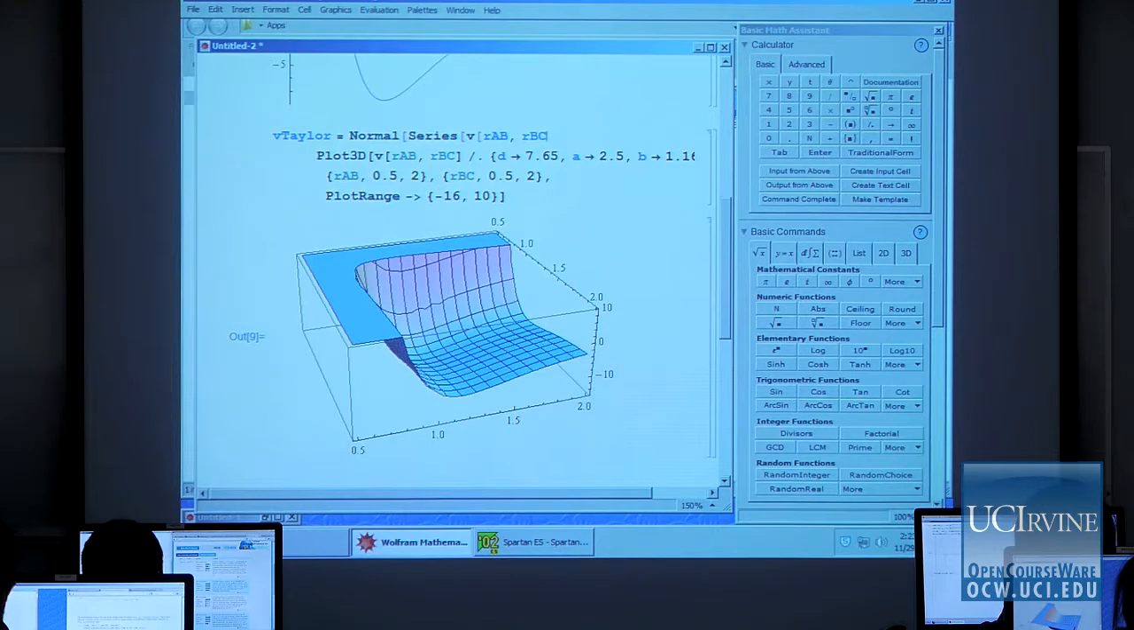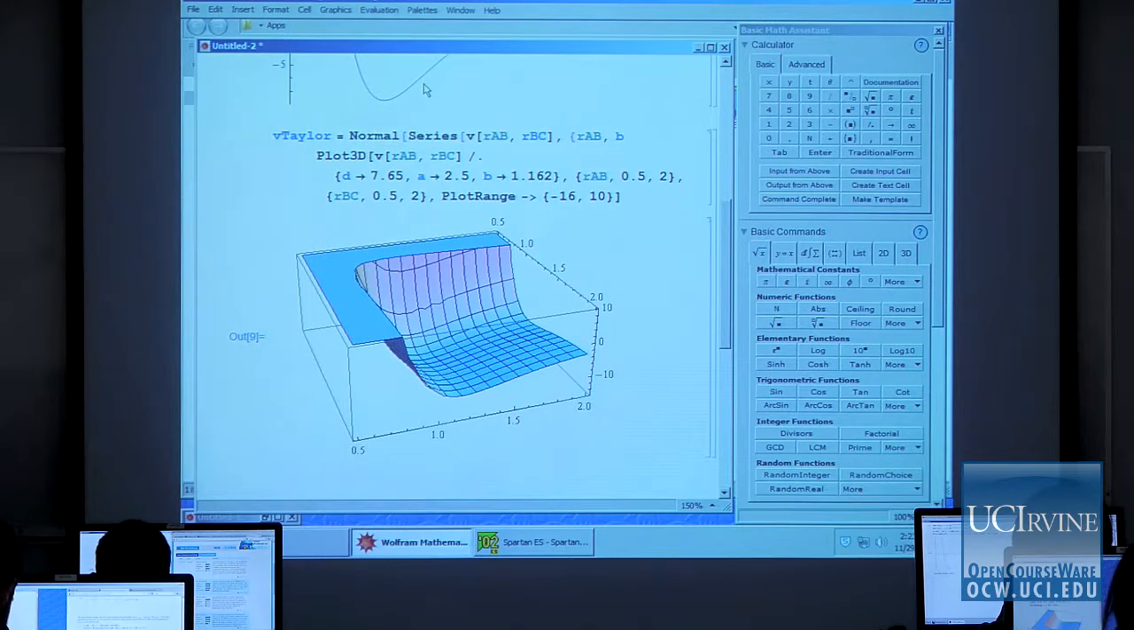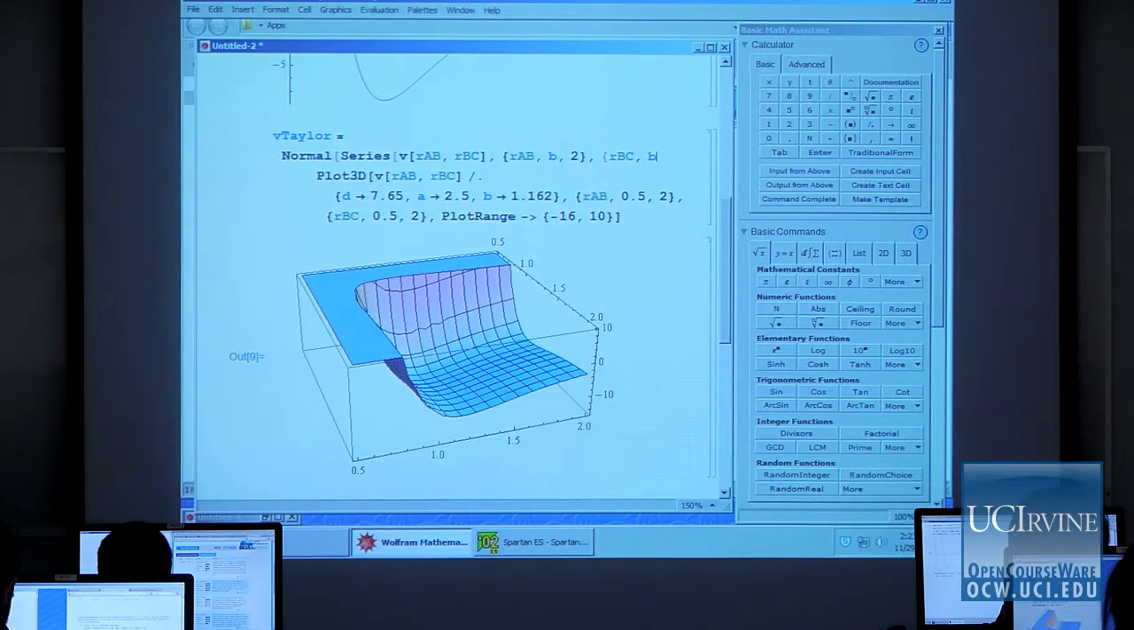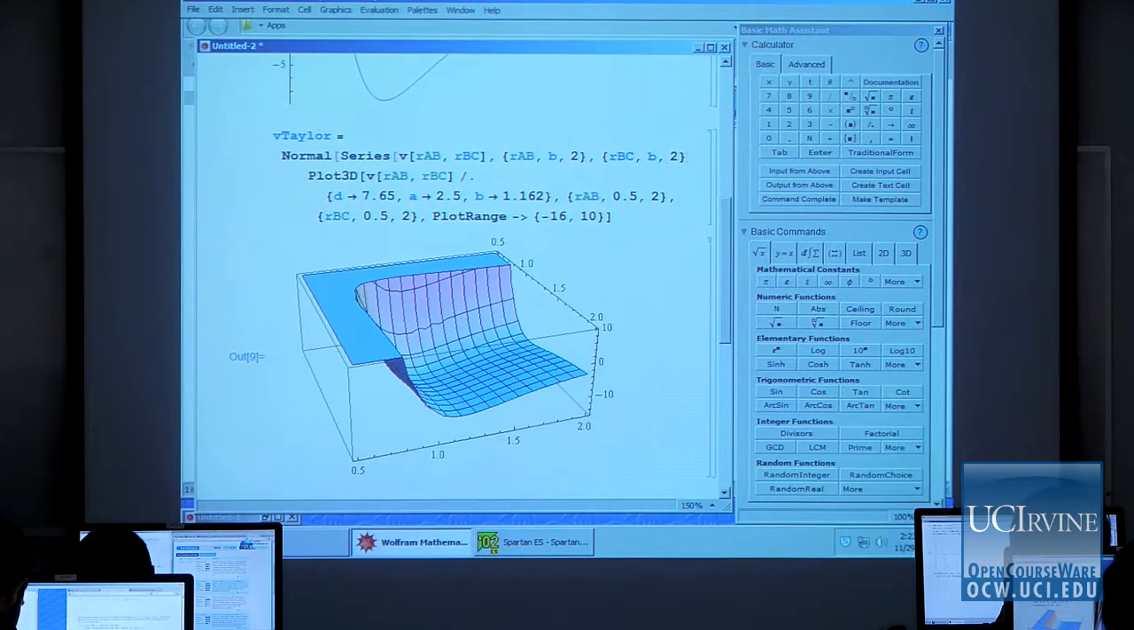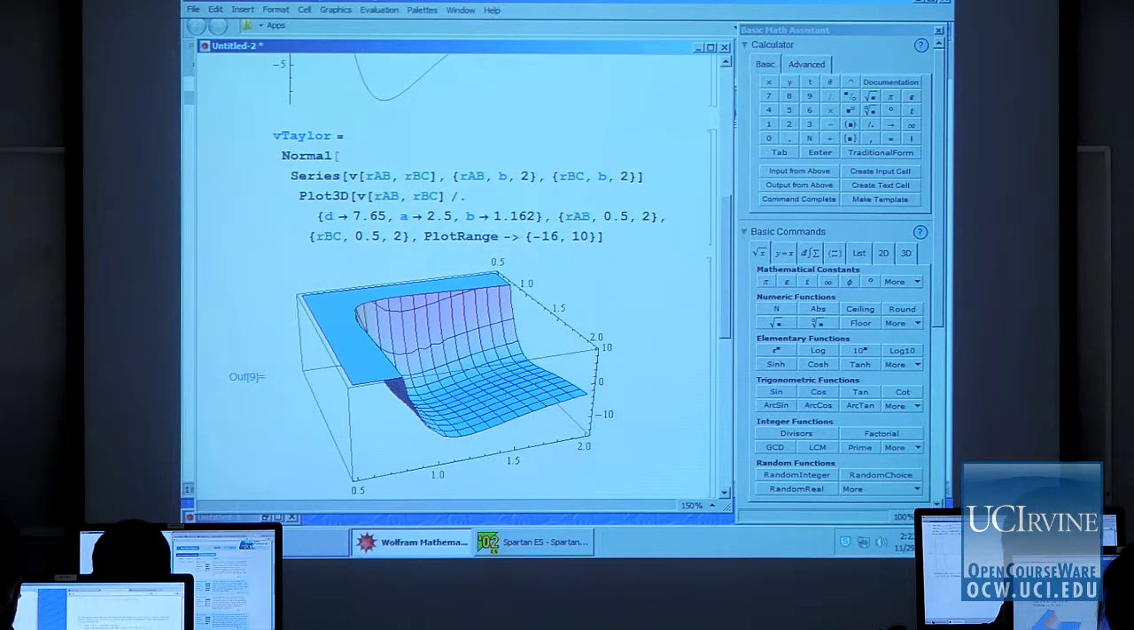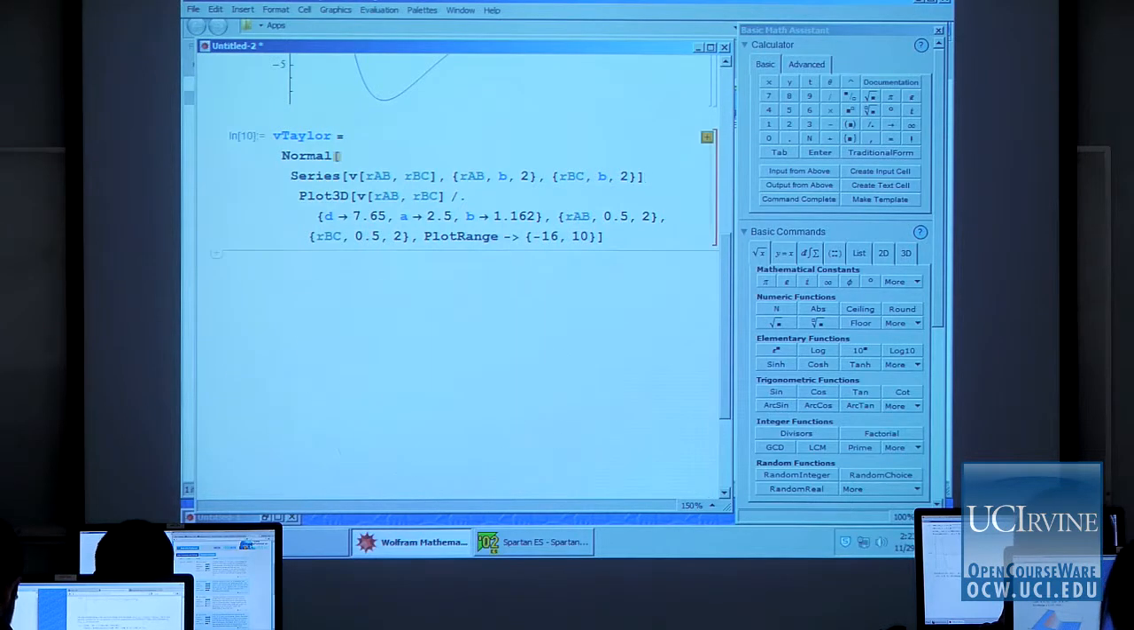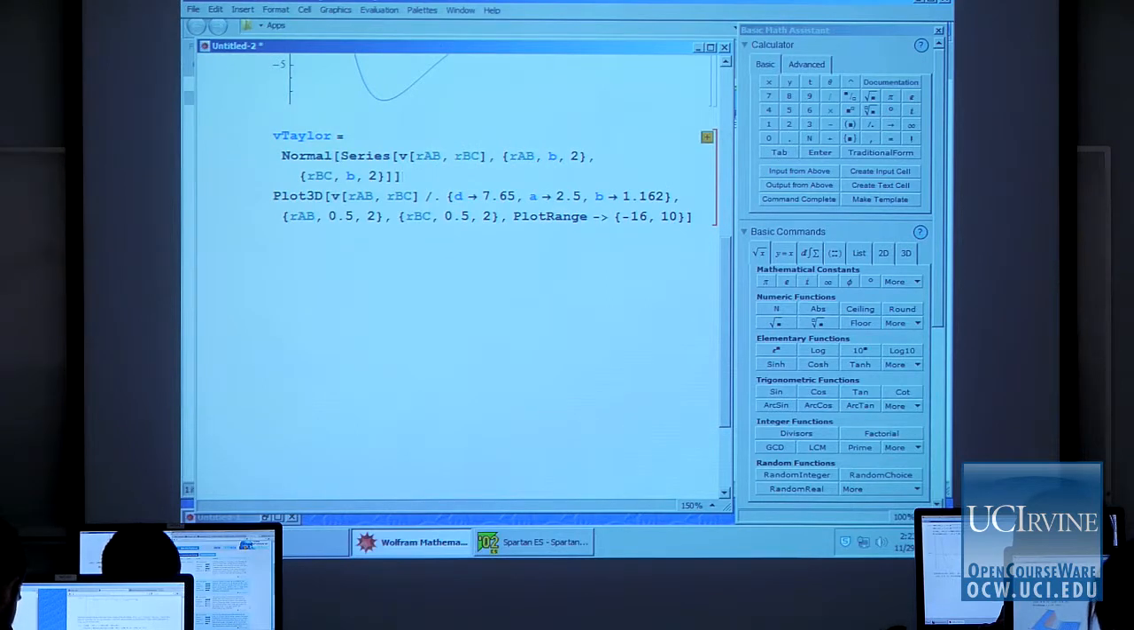and we have two variables that we're expanding around. So we'll say that RAB is being expanded around the minimum, B, the equilibrium bond length, and we're keeping two terms, the harmonic approximation, and then the same thing for RBC. So RBC, B2. All right. So let's go ahead and enter that. We need one more bracket here. Okay.